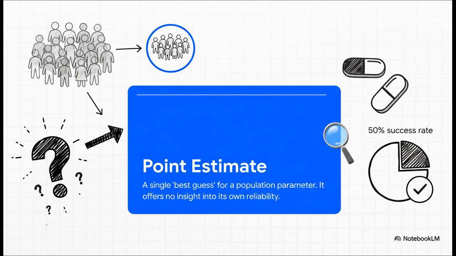Now, the simplest guess we can make is what's called a point estimate. It's just one number. For example, our study shows a new drug has a 50% success rate. That's our best guess. But here's the problem. That single number gives us absolutely zero sense of how certain we should be. Is it 50% plus or minus a little or a lot?